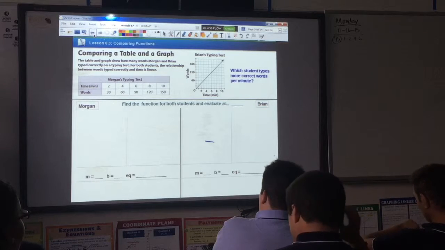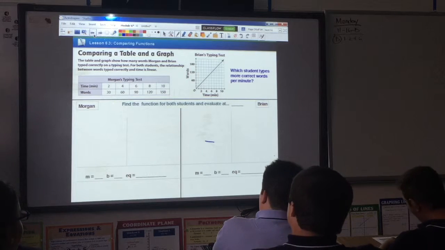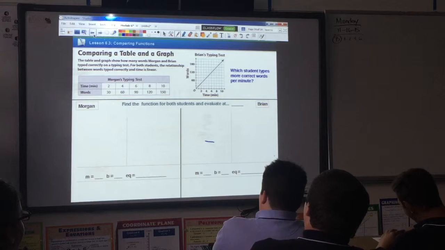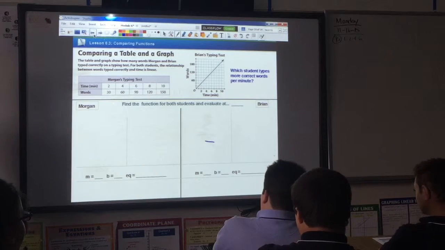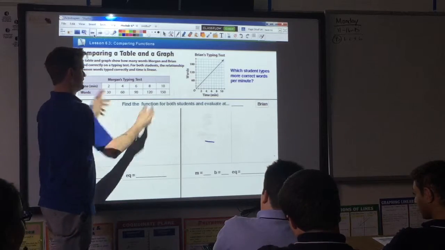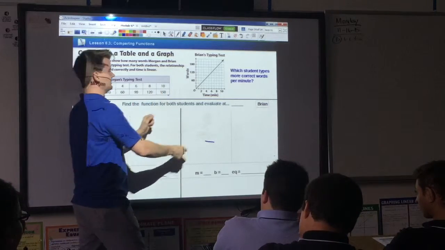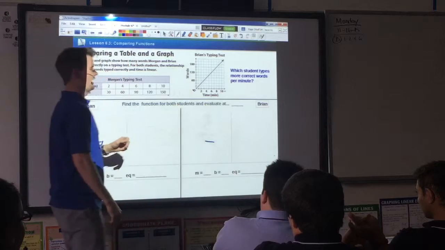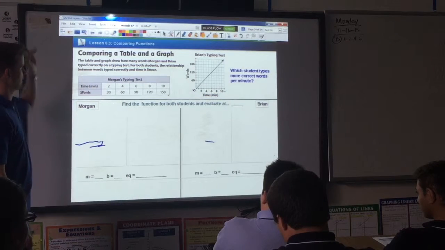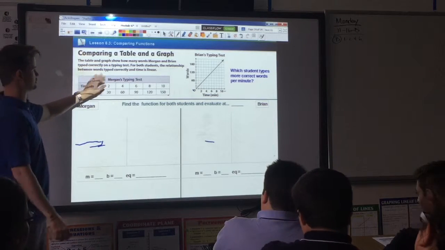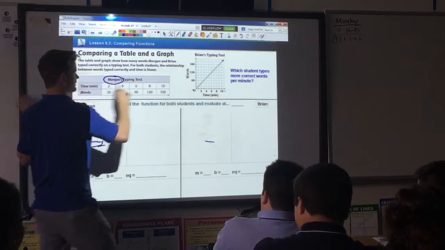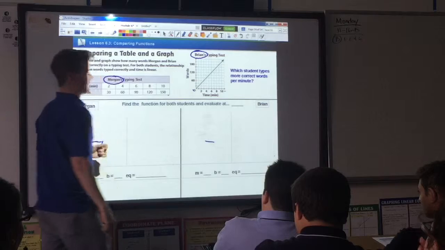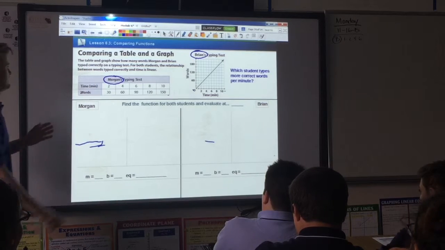So the same thing happens here. Just like before, when we had to look at both equations or both rules, we're going to do the same thing here. The difference is I have no rule here and I have no rule here. I have to go in and write a rule for both of them. The situation says the table and graph show how many words Morgan and Brian type. This is Morgan's typing speed. This is Brian's typing speed on a typing test.